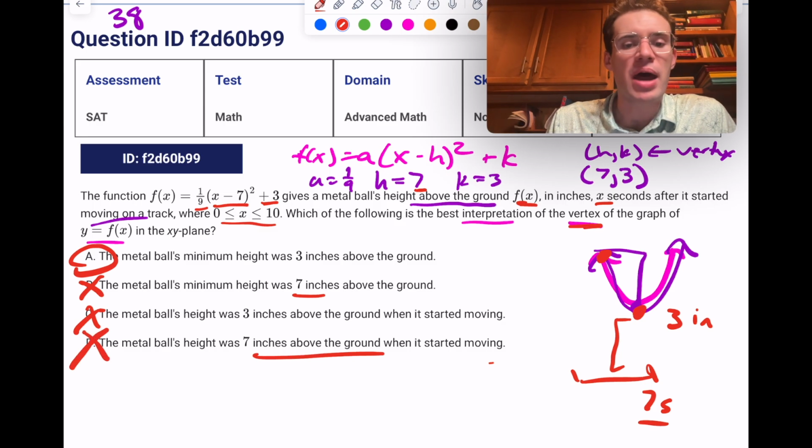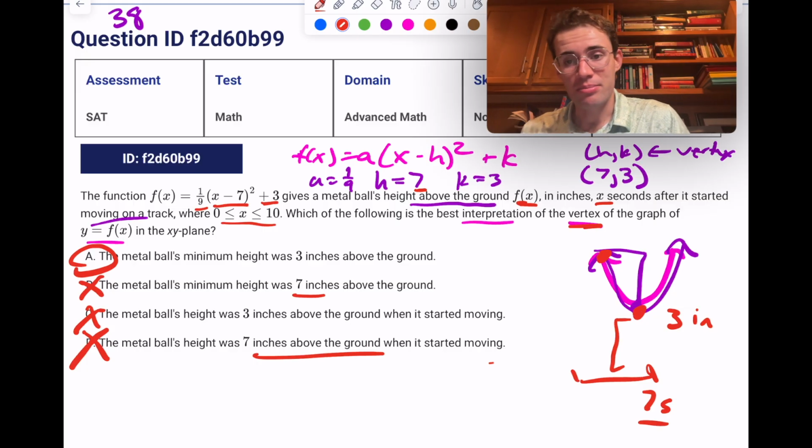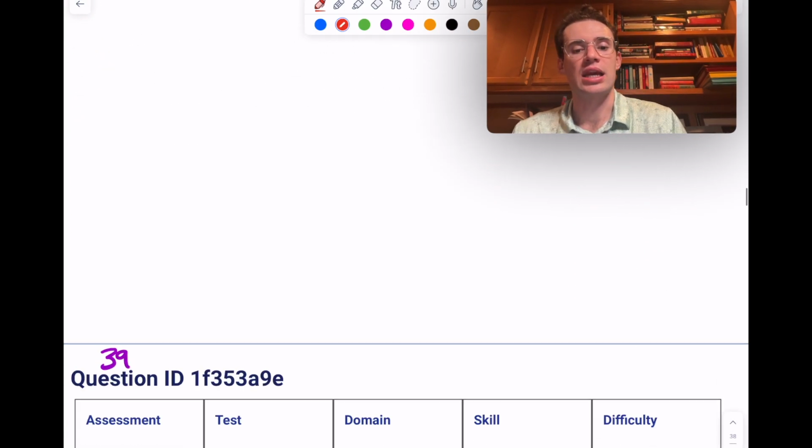The metal ball's minimum height was 3 inches above the ground. That occurred at 7 seconds, but it doesn't include anything about that in the answer choices there.